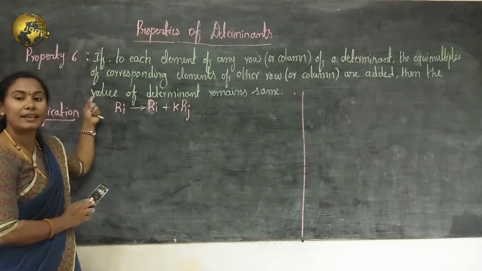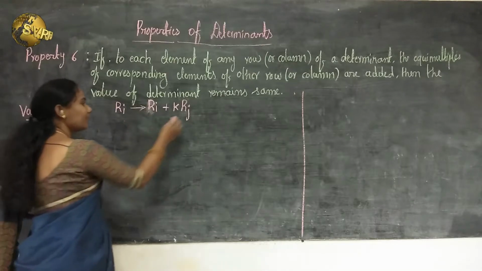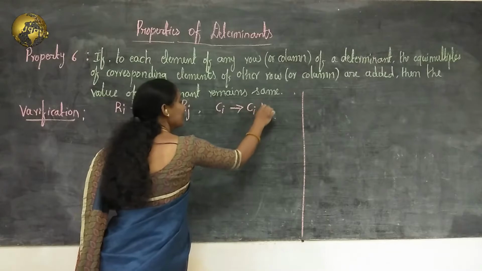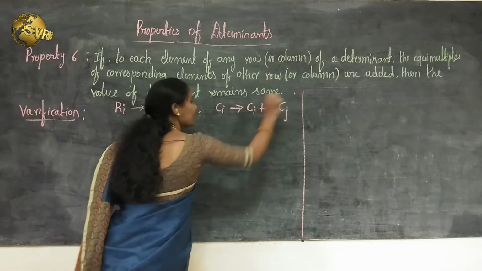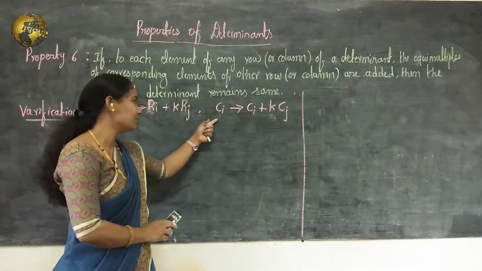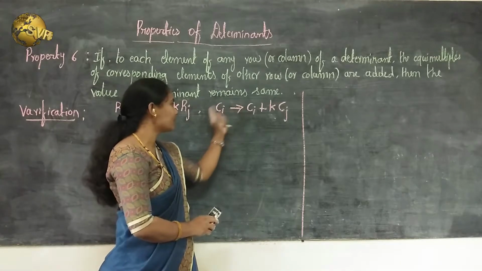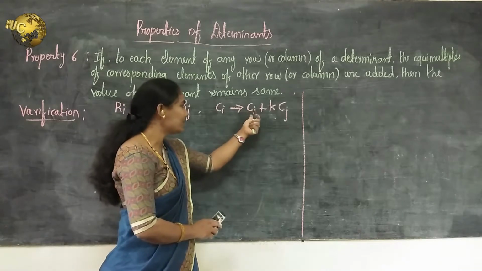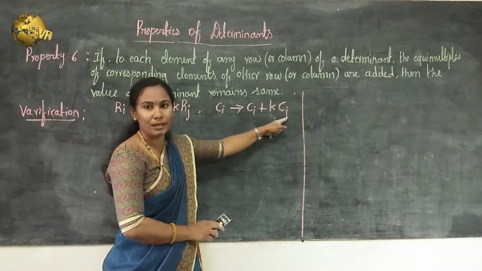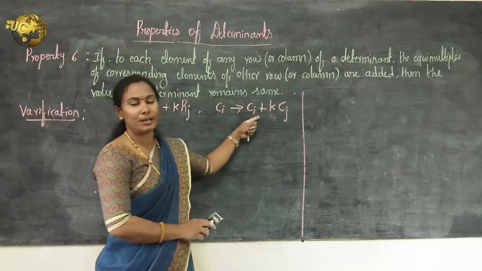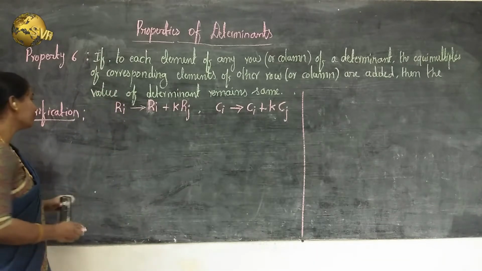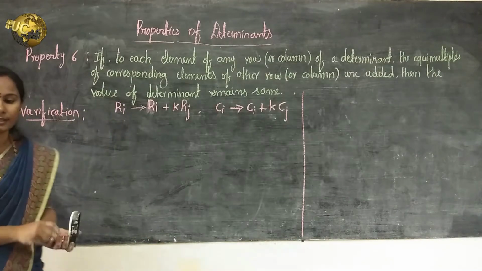Or we can say that the column Ci can be changed into Ci plus K into Cj. Here the first column or second column, whatever it may be, can be changed into the addition of some constant times another column's elements, then also the value of the determinant remains the same. Okay, let me verify this property. Here we can take delta.